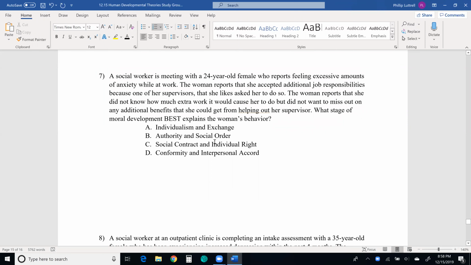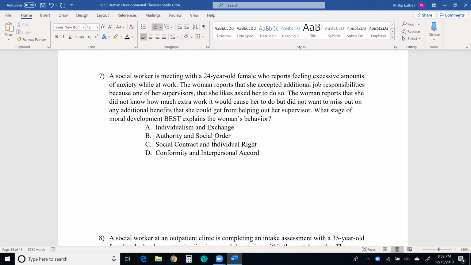Question 7. A social worker is meeting with a 24-year-old female who reports feeling excessive amounts of anxiety while at work. The woman reports that she accepted additional job responsibilities because one of her supervisors that she likes asked her to do so. The woman reports that she does not know how much extra work it would have caused her to do, but did not want to miss out on any additional benefits that she could get from helping out her supervisor. What stage of moral development best explains the woman's behavior?